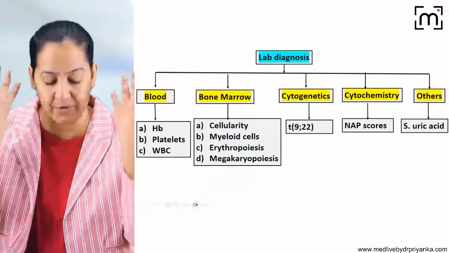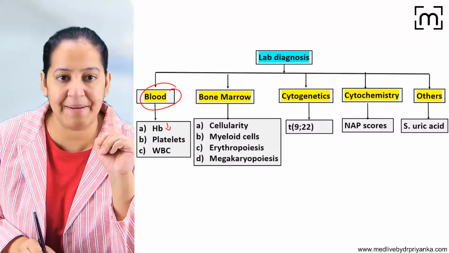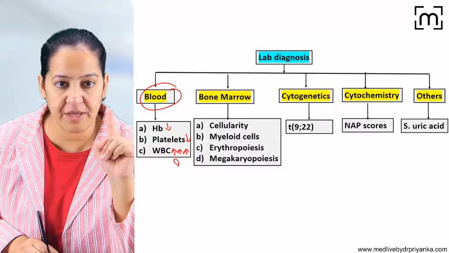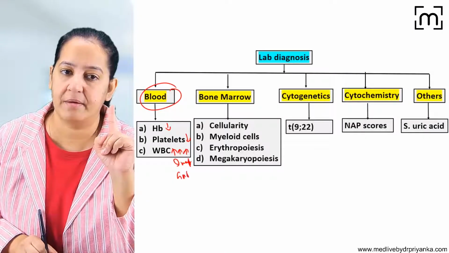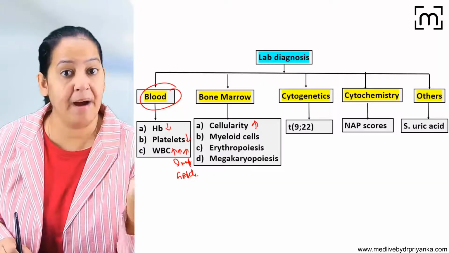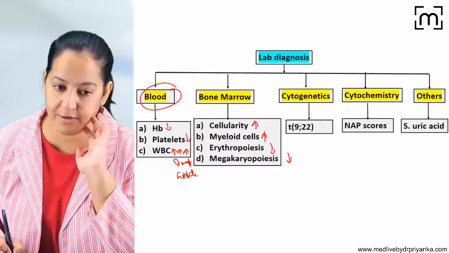So let's revise lab diagnosis quickly. So first, in the blood picture, the hemoglobin is less, the platelet is less, WBC are too high, more than 2 lakh. But all of them are immature, and you have to draw the diagram of the garden party. And you have to label everything. In the bone marrow, cellularity is high. Myeloid cells are predominant, but erythroid precursors and megakaryocyte precursors are less. You have to explain why.